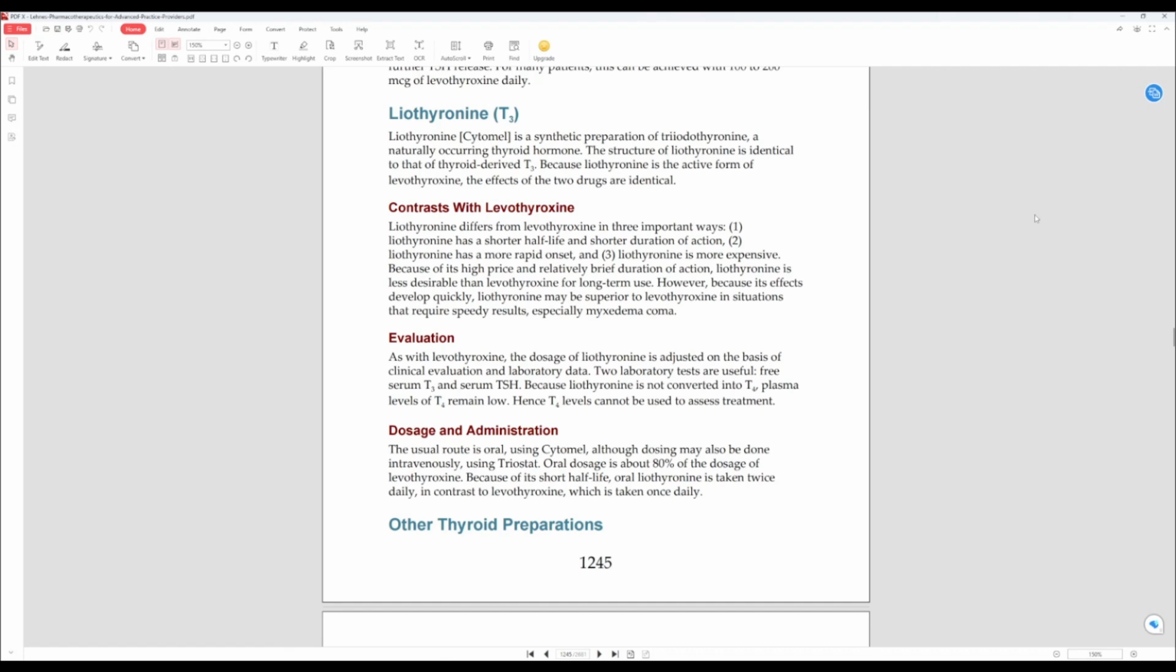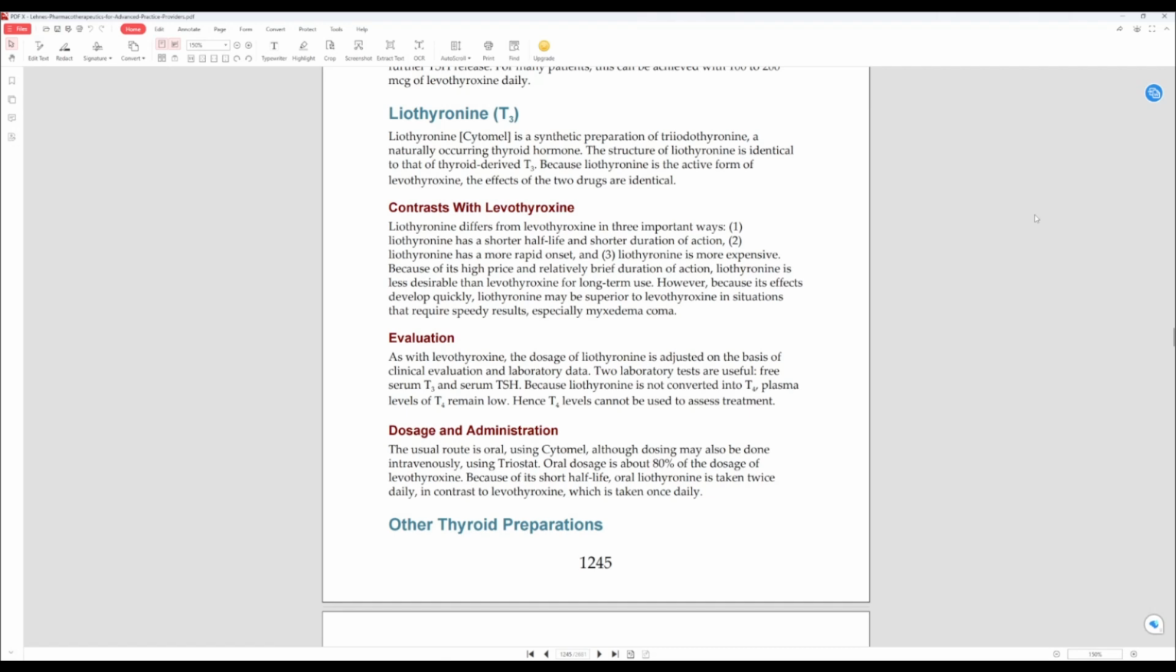Liothyronine, or Cytomel, is a synthetic preparation of triiodothyronine, a naturally occurring thyroid hormone. The structure of liothyronine is identical to that of thyroid-derived T3. Because liothyronine is the active form of levothyroxine, the effects of the two drugs are identical. However, it does contrast with levothyroxine.